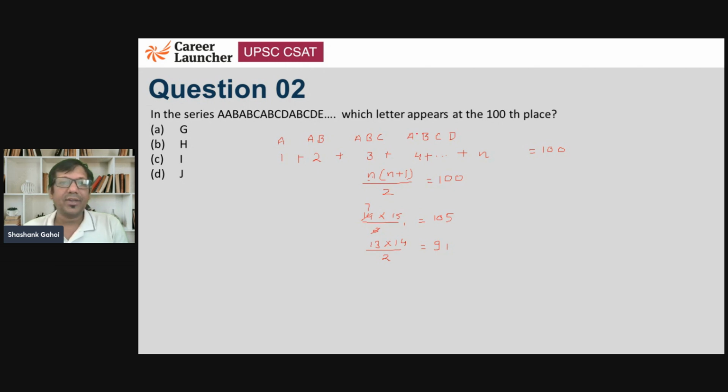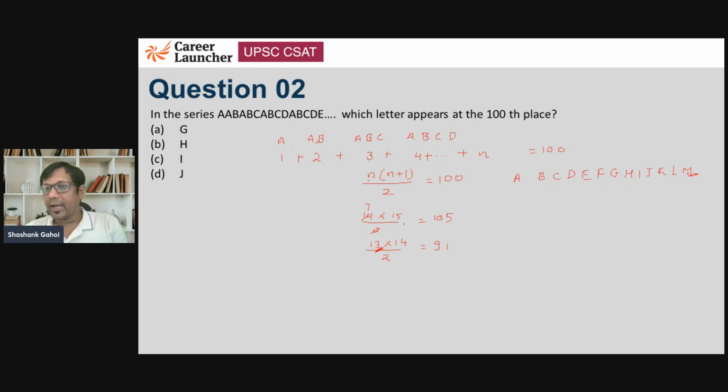So basically we have A, AB, where B means the second letter, ABC the third letter, ABCD the fourth letter. So n is 13, meaning till 13 everything is completed. It means A, B, C, D, E, F, this is 6, G, H, I, J. So this is 9, J is 10, K is 11, L is 12, M is 13. So till 13 we are done with 91 terms.